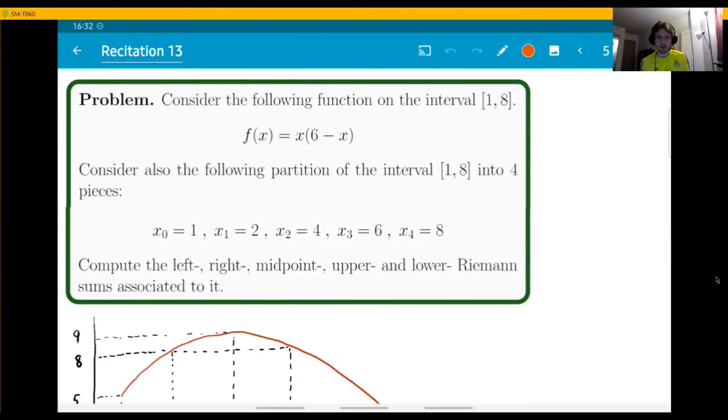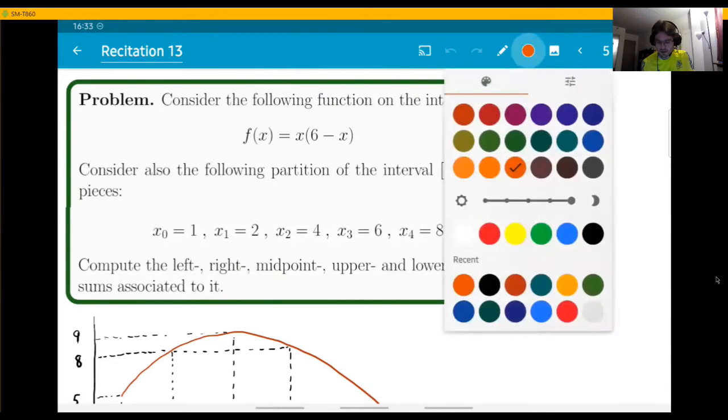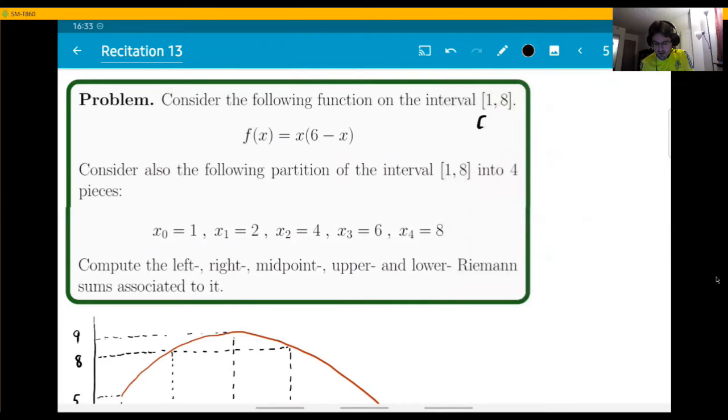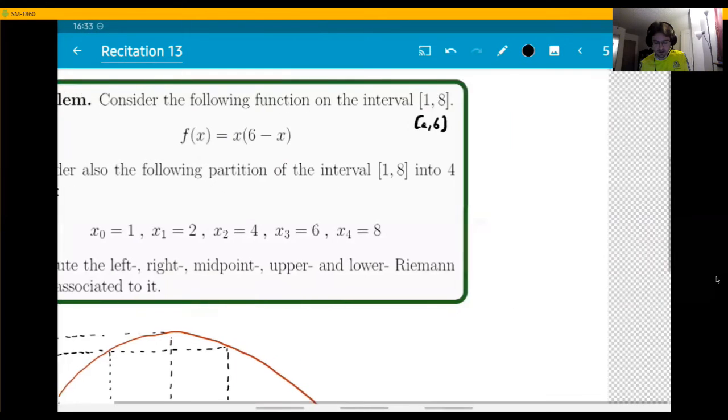Here's an example where we're going to be calculating all those types of Riemann sums. So consider the following function. The interval given, the AB, is this 1 to 8. And the function is x times (6 minus x). Let's try to remember that. Consider also the following partition of the interval into 4 pieces. Here's a partition: 1, 2, 4, 6, and 8. Just keep this in mind.